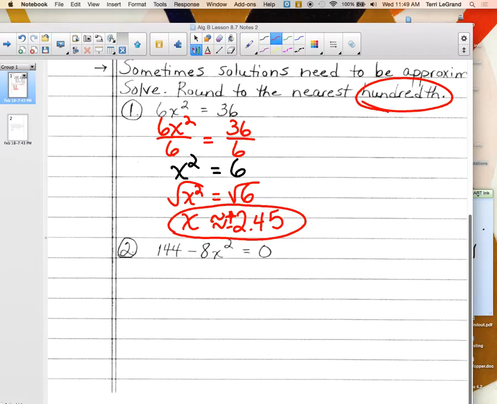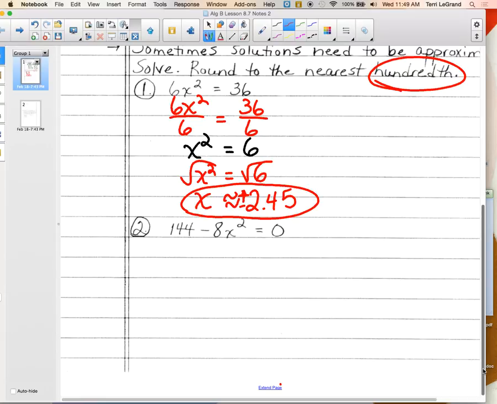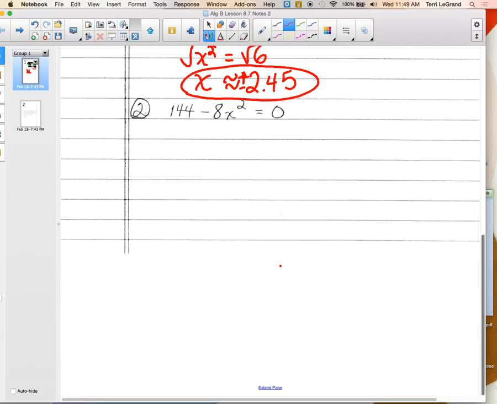Okay, any other questions? Okay, then let's go try this next one. We have 144, take away 8x squared equals 0. Oh, well, considering this problem up here, that kind of looks like that one. What do you think we should do as our first move in this one that's going to actually save us one step if we make the right move?